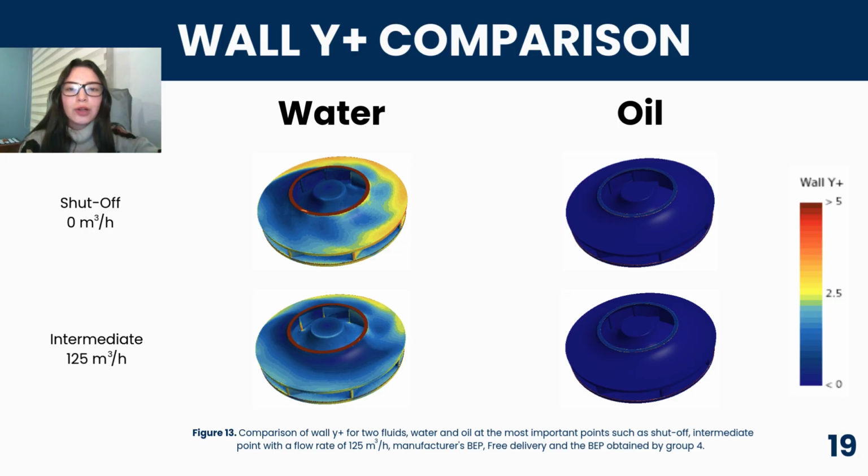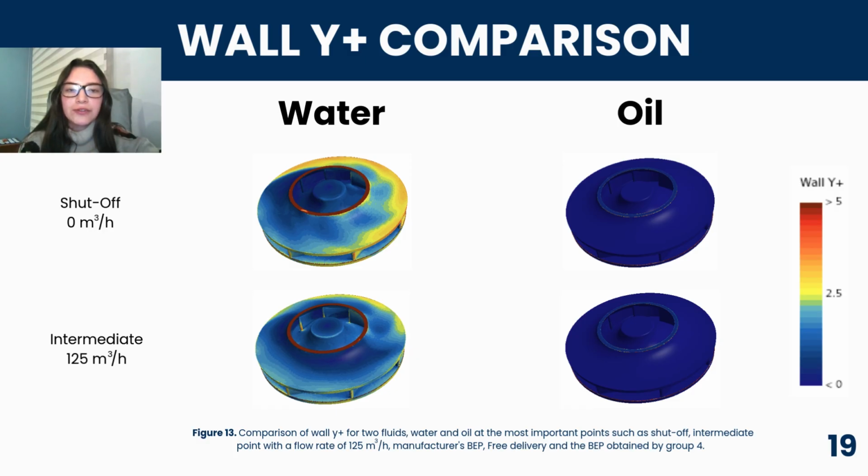In addition, a wall y plus comparison was also conducted for water and oil for five different volumetric flow rates, starting from the shutoff until reaching the group's best efficiency point. It is important to notice that this parameter is a dimensionless parameter that determines how refined the mesh is near the walls and how accurately the flow is being modeled in these areas of the pump. In CFD simulations, commonly the required values sit between the range of 0 and 5, and for our project, values between 0 and 1 were preferred.